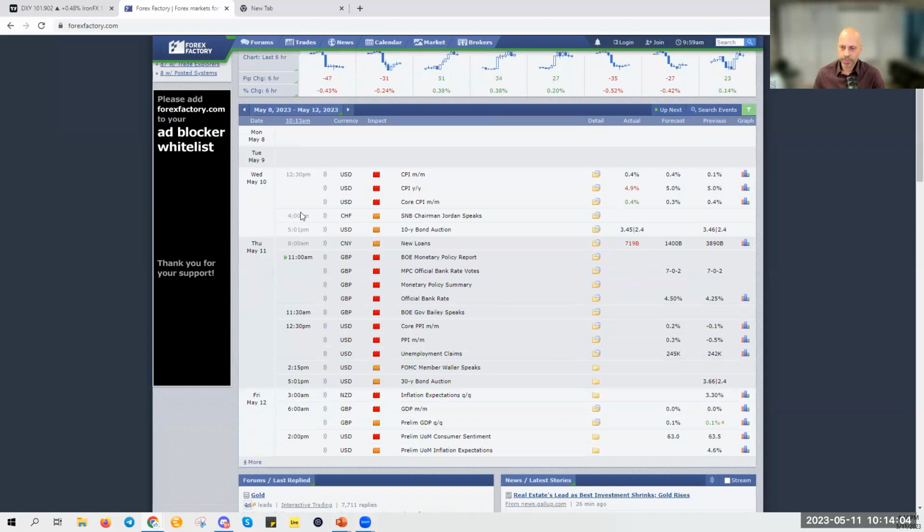As you can see, yesterday on Wednesday, 10th of May, we had the CPI data released at 12:30 p.m. GMT, where we saw readings for the headline CPI and core CPI come in mostly in line with the estimates on a monthly basis and on an annualized basis, right?